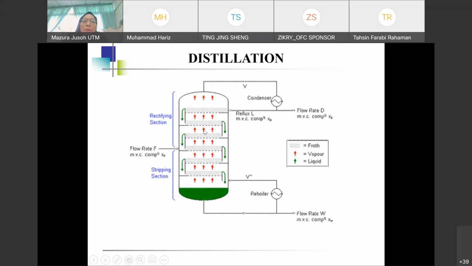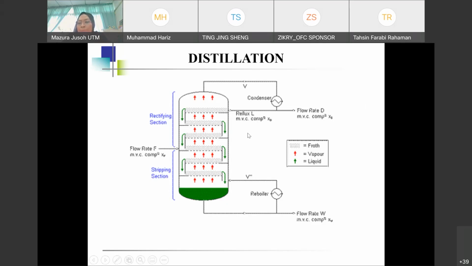So the vapor will keep going up until it goes to the condenser here. At the startup of the column, there will be no reflux yet because you don't have enough vapor to be condensed and brought back into the column. So you have the vapor over here, and once you have that vapor, it will go into the condenser, and here you will have a setting on what your reflux ratio would be.